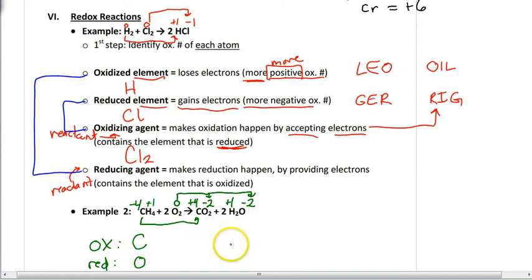For our reducing agent, remember that is the reactant that contains the oxidized element. So that would be CH4, because on the reactant side, carbon is found in CH4. And our oxidizing agent would be the reactant that contains the element that's reduced. And so that would be oxygen, which is found in the form of O2. You do not need to include the coefficients at all when you are assigning oxidation numbers or determining the reducing agent or the oxidizing agent.